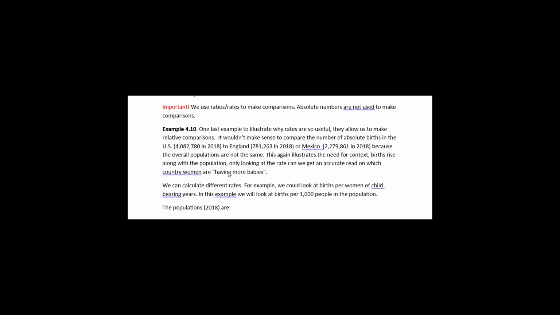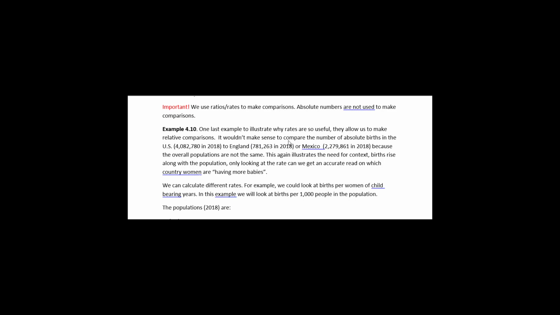So this is the last short video for section 4.2, and this is important, and we're going to explain this. We use ratios and rates to make comparisons. Absolute numbers are not used to make comparisons. And this is an example explaining that. This last example illustrates why they're so useful, comparisons.